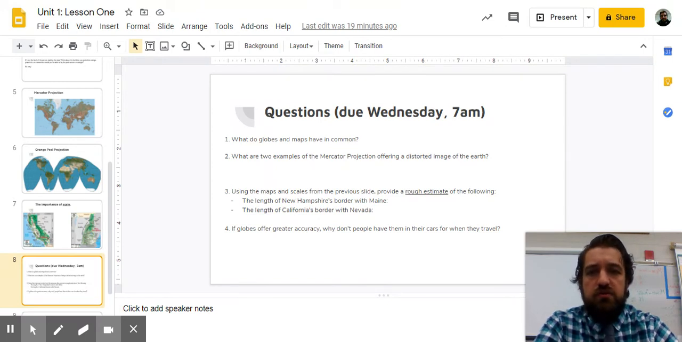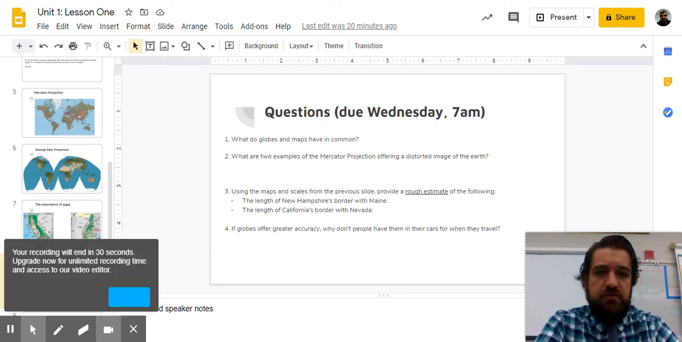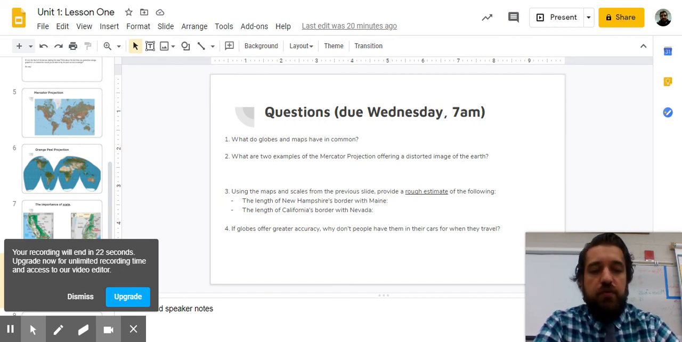So number one, what do globes and maps have in common? Your answer can be typed in right here. Number two, what are two examples of the Mercator projection offering a distorted image of the Earth? Number three, using the maps and scales, so that one is what we just talked about. And for that, please make it a rough estimate. Okay, you don't necessarily need to get your ruler up to the screen. And number four, finally, if globes offer greater accuracy, why don't people have them in their cars for when they travel? All right, so answer those.